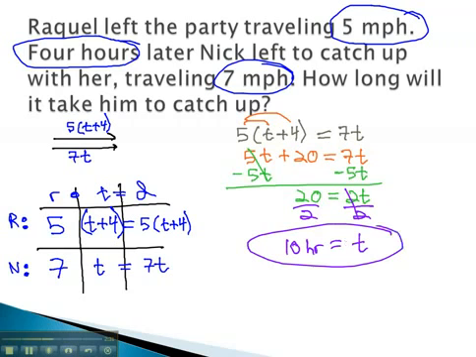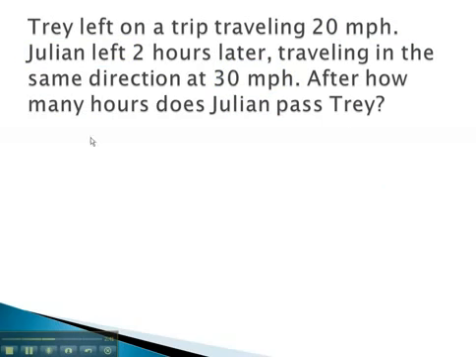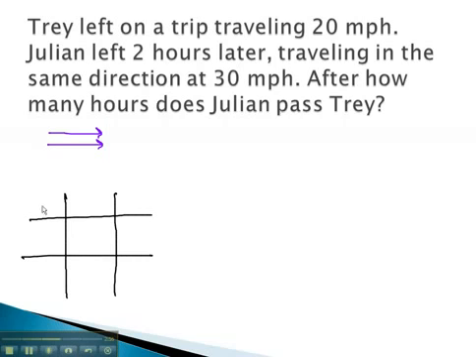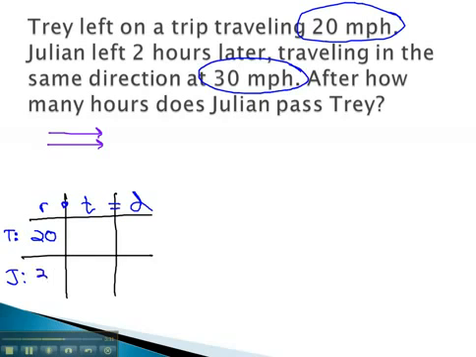Let's try another example where we see one person trying to catch up with the other. In this problem, Trey leaves on a trip. Julian leaves later, until she catches up to pass him. Let's organize our information again in a table. We know that rate times time equals a distance. For Trey, his rate is 20 miles per hour. For Julian, her rate, or speed, is 30 miles per hour.